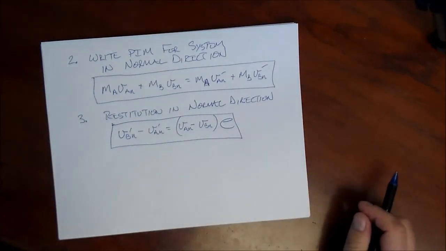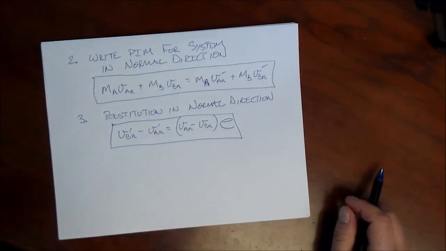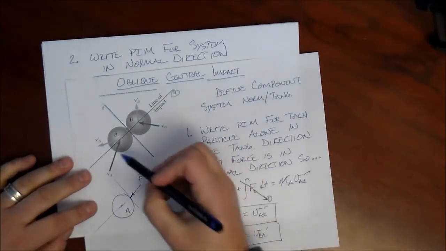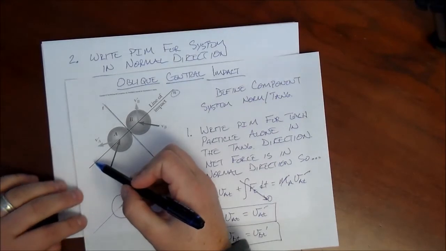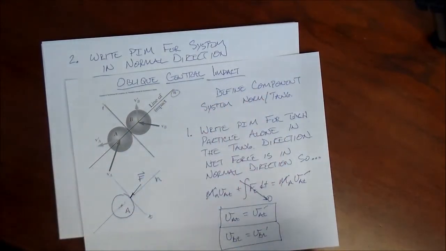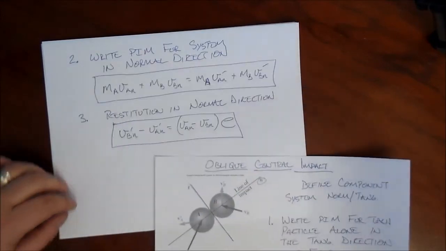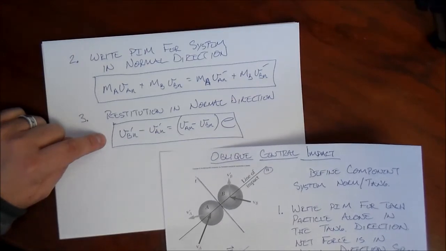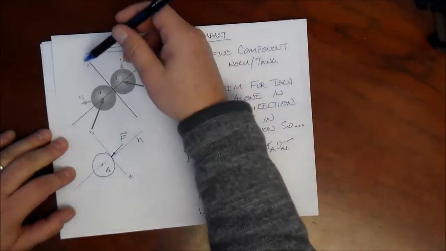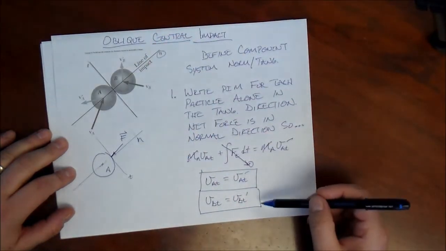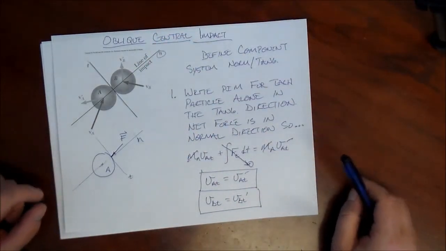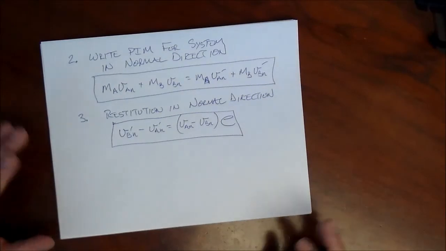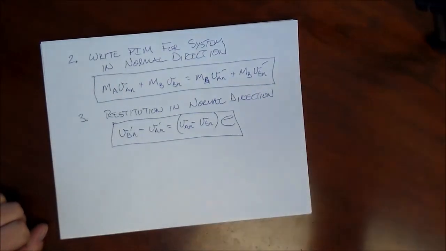So when we're solving problems of oblique impact, back to my picture, in the normal direction we take the components of the velocity in the normal direction and we treat the problem just like direct central impact. So we have momentum in the normal direction for the system is conserved, and we have restitution in the normal direction. In the tangential direction, we know that the velocities don't change at all because momentum is conserved for each individual particle in that direction. And so that's how we solve oblique impact problems.